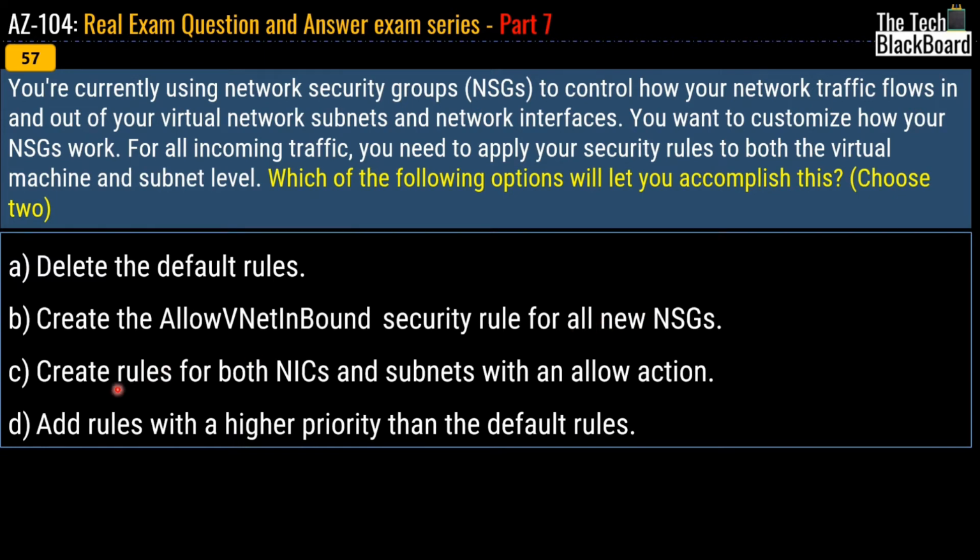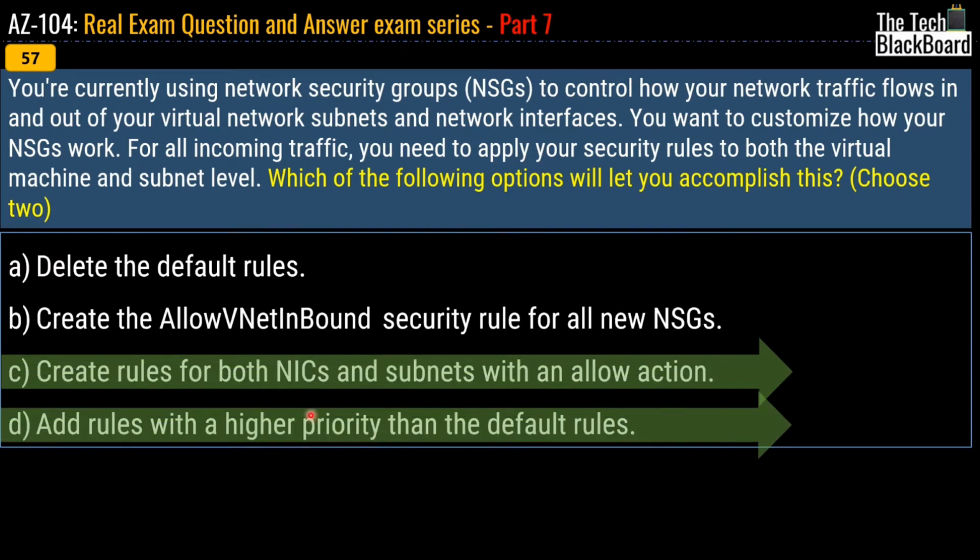Then moving on, we have the third option, which says create rules for both NIC and subnet. Now this is a correct option because to apply security both on NIC and subnet level, you have to create rules with allow action on both these NIC and subnet levels. So this is a correct option. Similarly, we have add rules with higher priority than the default rule, and that also is a correct option. So our two correct options are option C and option D.